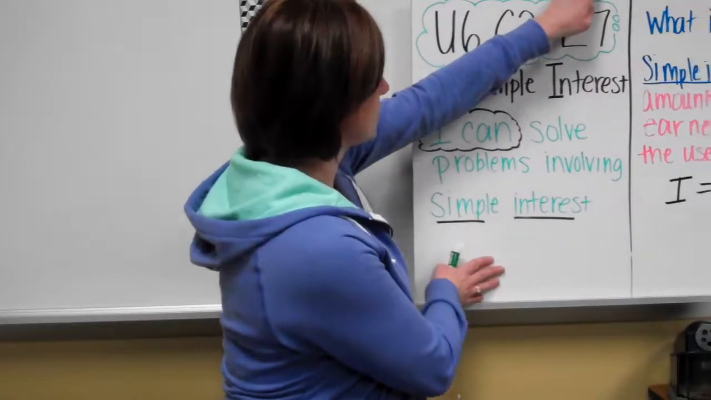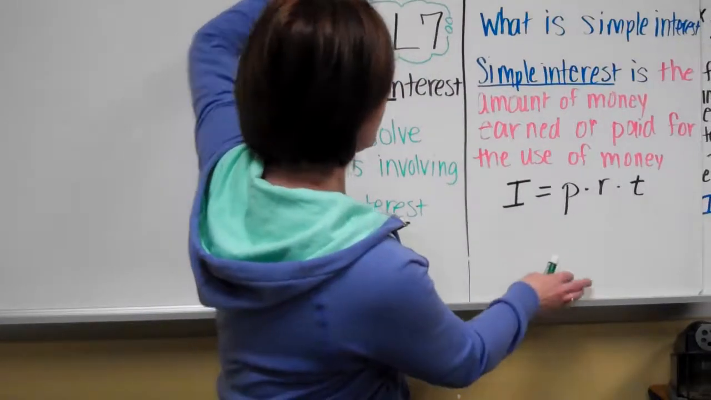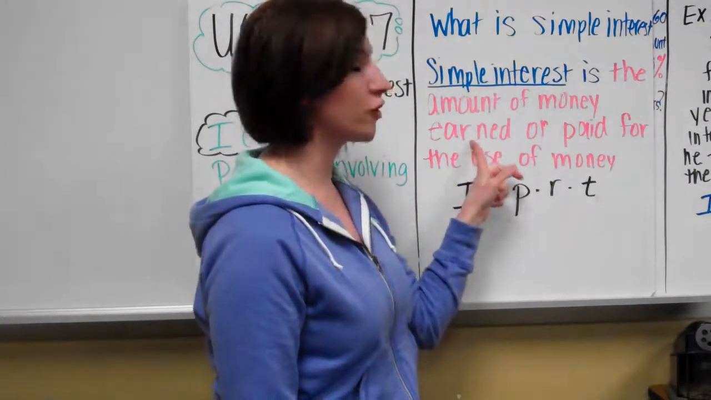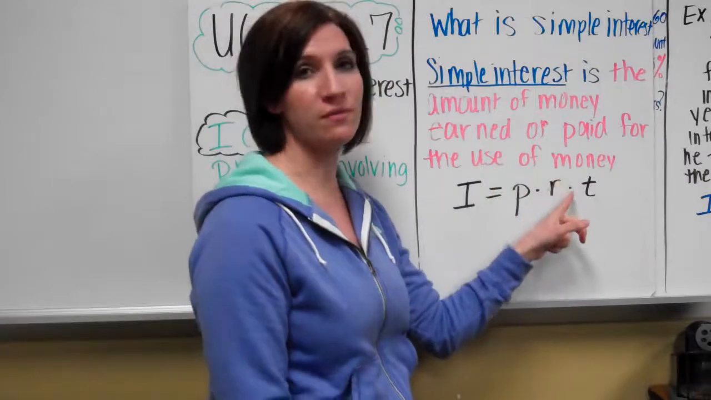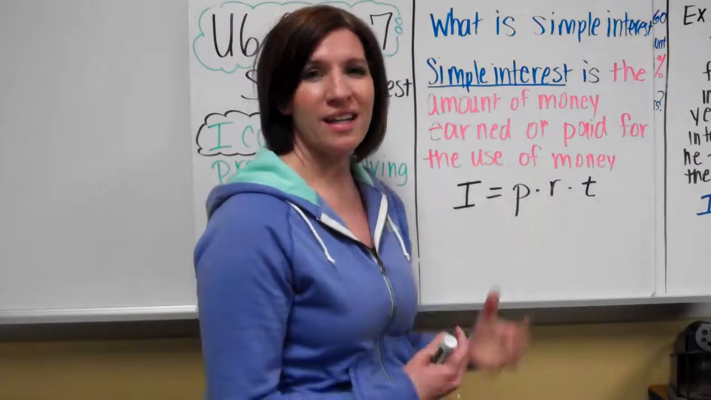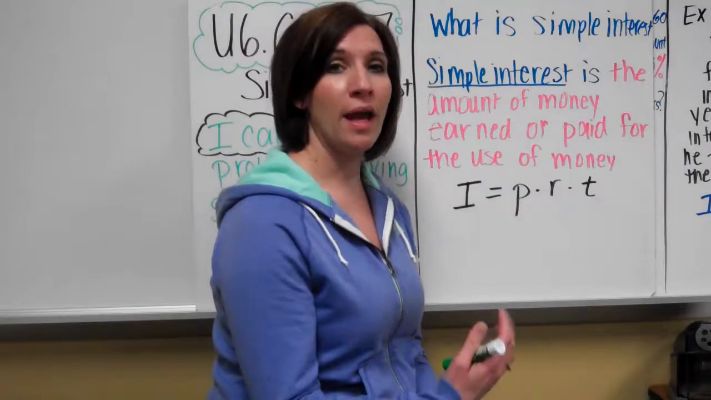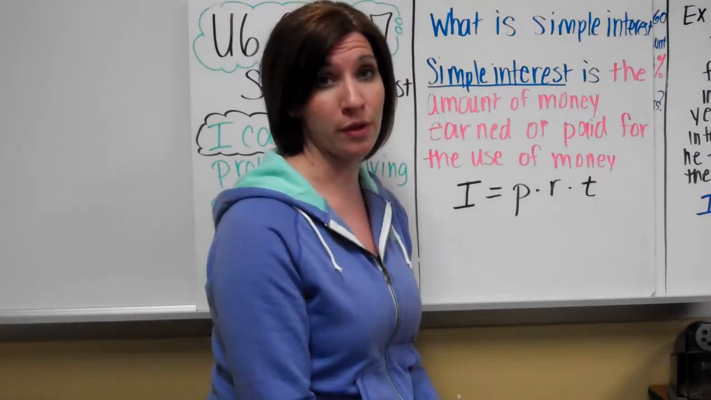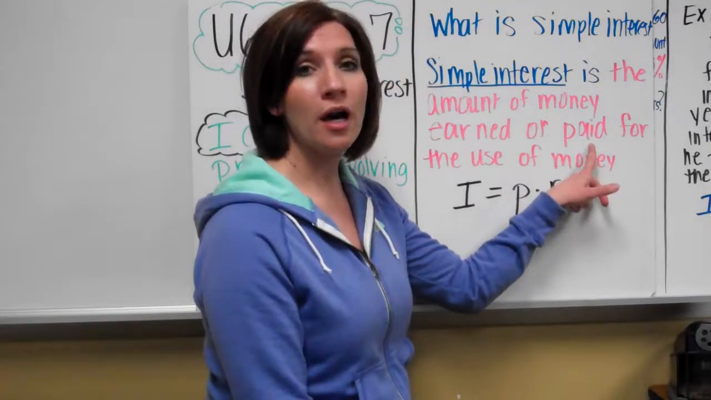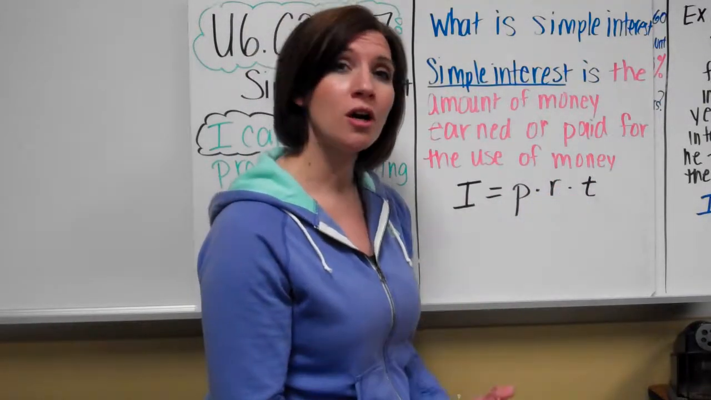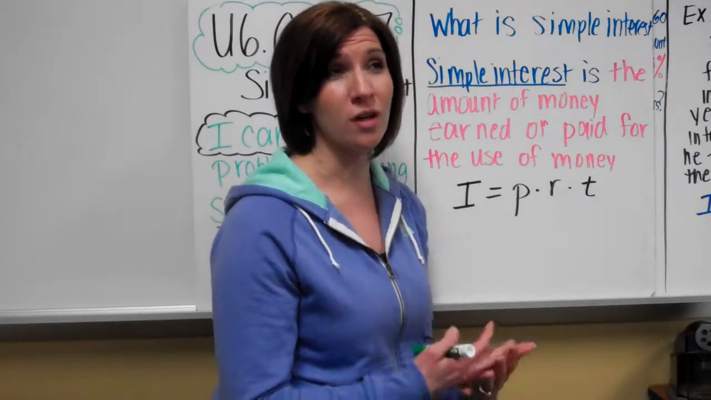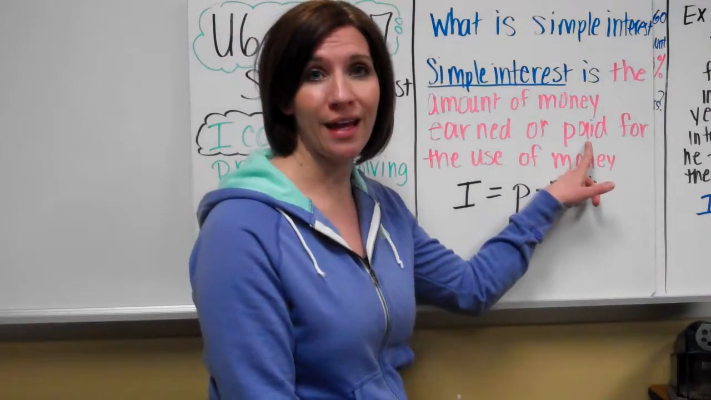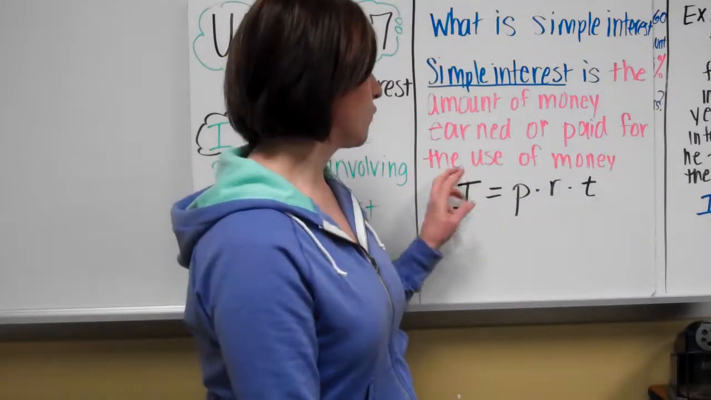Well, simple interest is the amount of money earned or paid for the use of money. So when you earn money, it's when you put your money into the bank and the bank will pay you to keep your money in the bank. So that's how you earn interest, and it's called simple interest. If you have to borrow money, like maybe for a car loan or a student loan or a mortgage, they charge you to borrow money, and that's where you have to pay interest for the use of money.